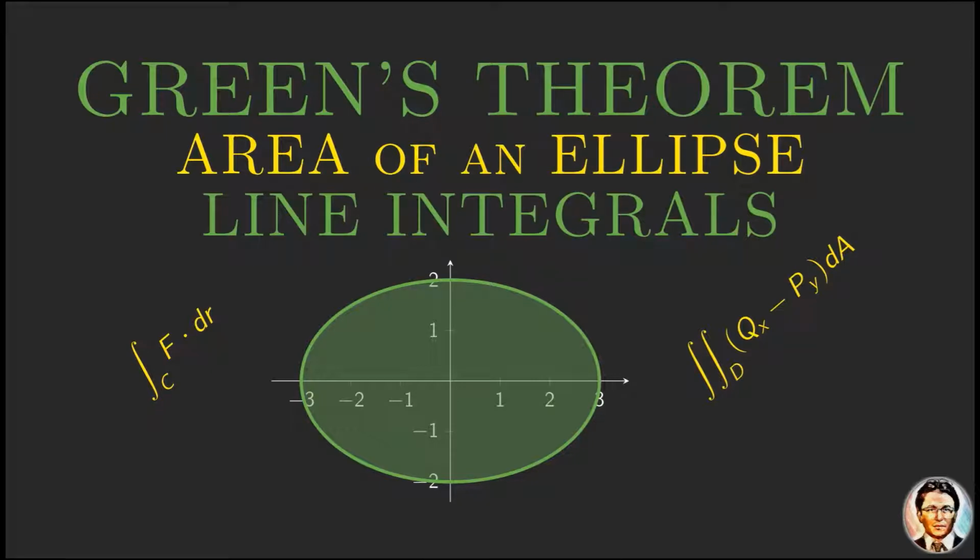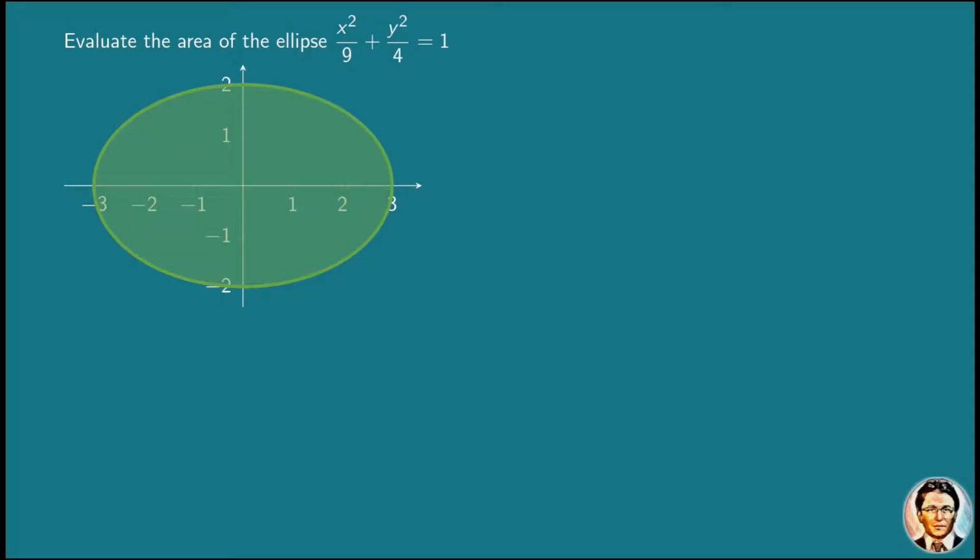We are going to evaluate the area of an ellipse by using Green's theorem. Evaluate the area of the ellipse. There are alternative ways, but for this question, we will use Green's theorem.